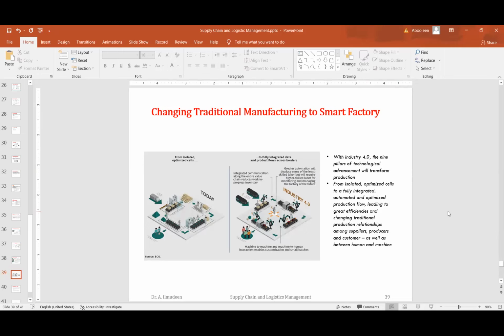changing the traditional production relationship among suppliers, producers, and the customers, as well as between humans and machines. So as I mentioned earlier, it will reduce the interaction between humans and machines. All the business and production manufacturing functions are automated, and the devices and connected technologies can facilitate the smooth production manufacturing process.